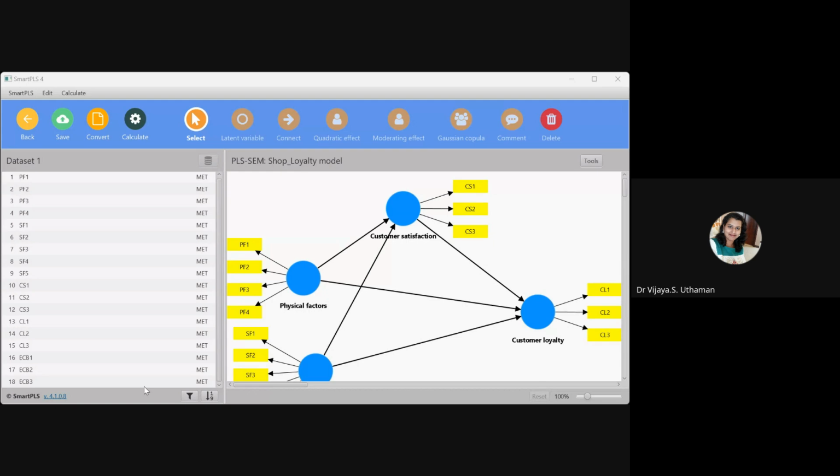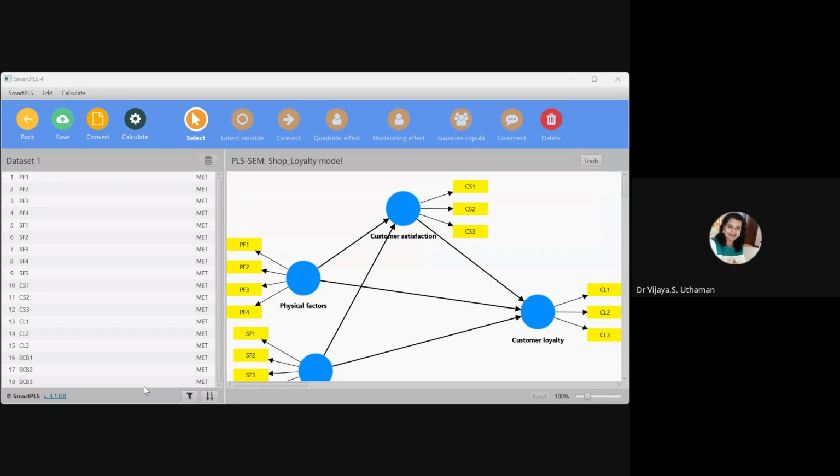Okay, so when we do this measurement, that is checking reliability and all, we check only for this physical factor and social factor, not for this mediating and this dependent customer loyalty. Do we do all for all these variables? Ma'am, again, the outer model is the relationship between a variable and its indicators. So here the variable is physical factors with its indicators PF1, 2, 3, 4, and customer satisfaction with CS1, 2, 3, 4. Only that. We are not going to find out any relationship between the variables. So the outer model is only the variables with its indicators, not between the variables.